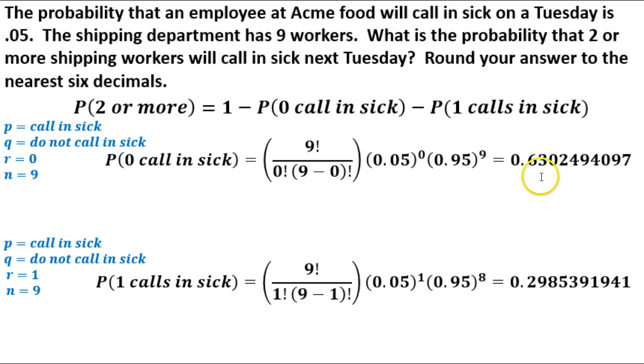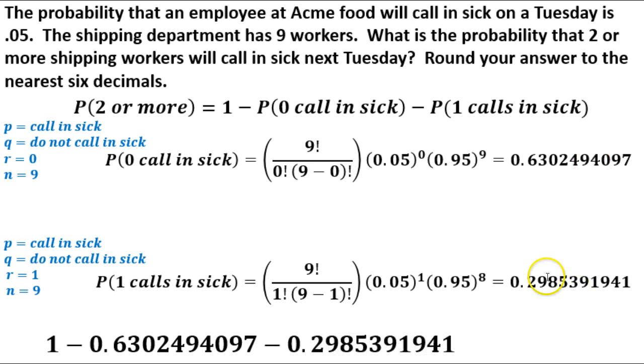Okay, so now we know the probability that 0 call in sick and the probability that 1 calls in sick. In order to find the probability that 2 or more call in sick, we just subtract. We go 1 minus this probability minus this probability. So let's do that now. We've got 1 minus the probability that 0 call in sick, and then we're also going to subtract the probability that 1 calls in sick. And this will give us our answer. Now we can round it to the nearest 6 decimals. That would be 0.071211. And that is our total probability that 2 or more will call in sick.